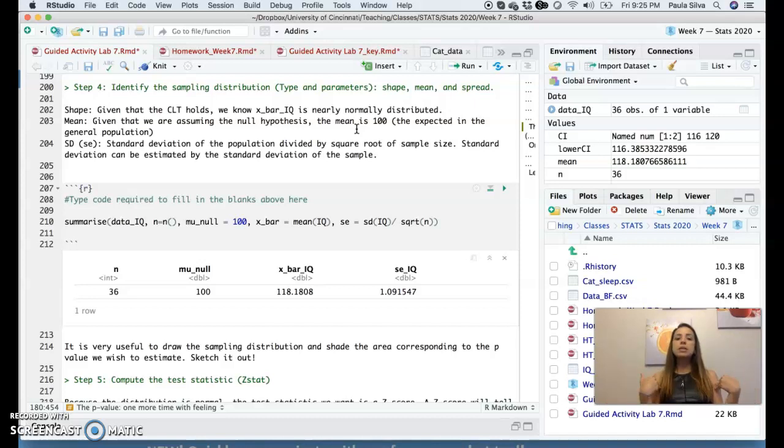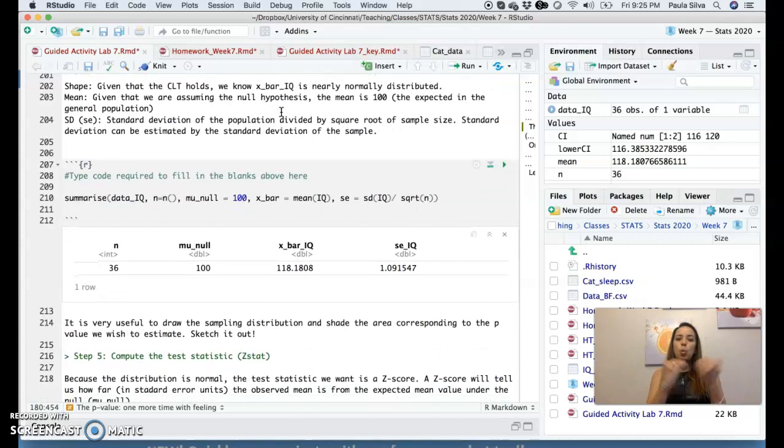And the central limit theorem tells us about the shape of the distribution, the mean, and the spread. So given that the central limit theorem holds, we know that x bar of IQ, the distribution of means of IQ if I were to repeatedly sample from the population, is nearly normal. The mean will be 100 because we want a sampling distribution of the mean assuming that the null hypothesis is true, assuming that the mean IQ of the mothers of gifted children is 100. So we'll have 100 in the middle. And then the standard error will be estimated from the standard deviation of the sample. That's the standard deviation divided by the square root of sample size.